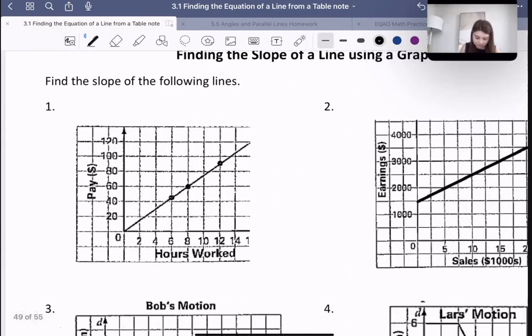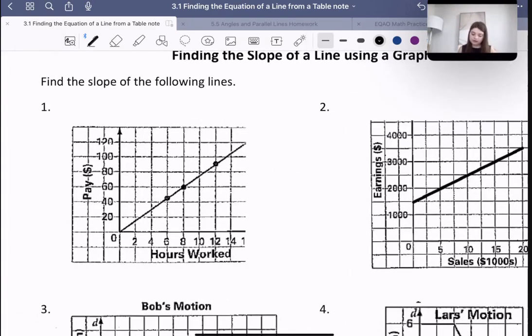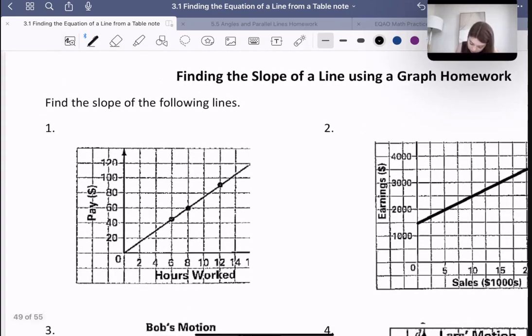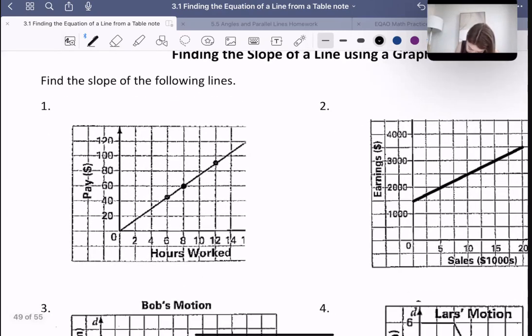So this first one, the goal is to find the slope of this line. So what is the slope? Well, the slope is rise over run. So what must we do to find rise over run? Well, we must find 2 points that are exactly on the grid perfectly, right? Perfectly aligned with the grid. So this one looks like it is, right? This one's right at 8, 60, and this one's right at 0, 0. So I'm going to use these as my points.